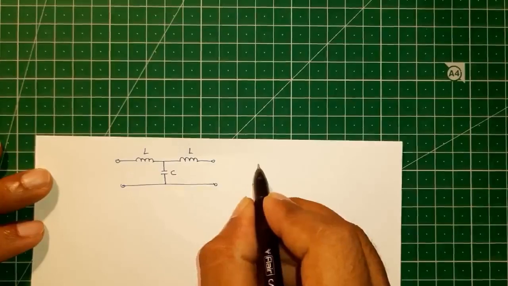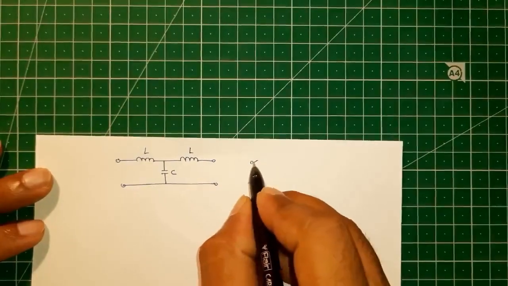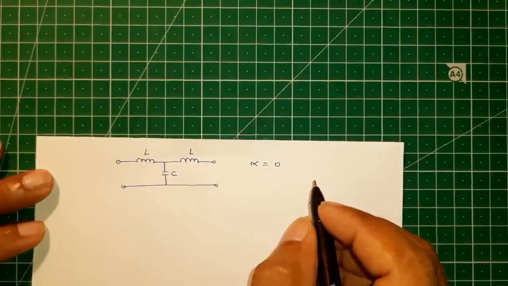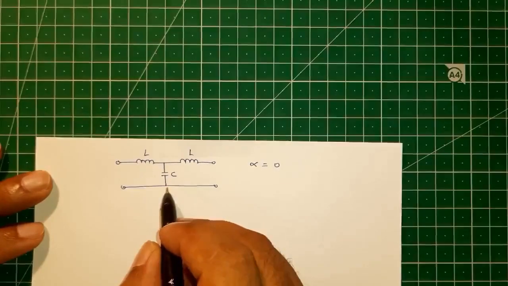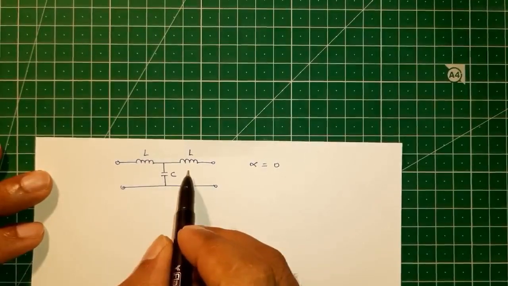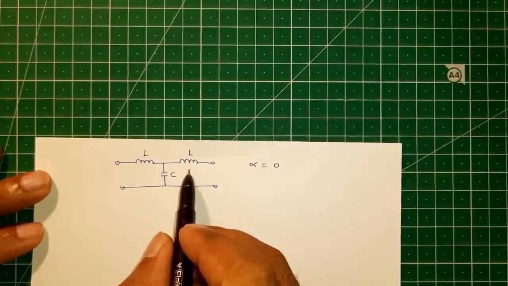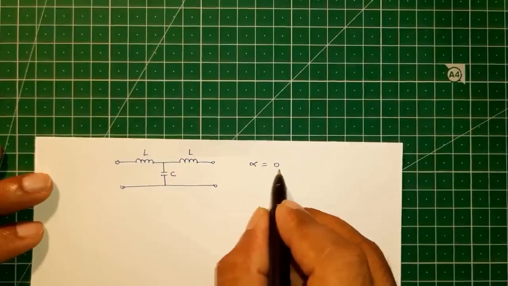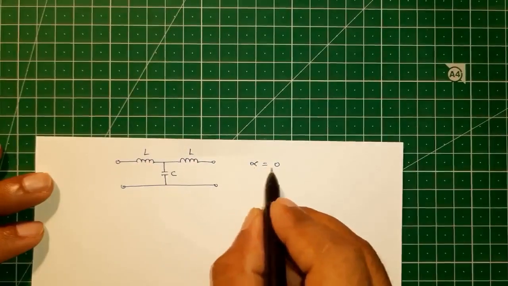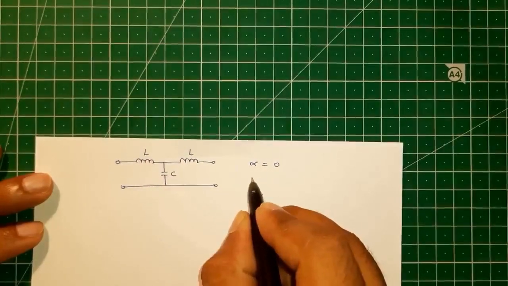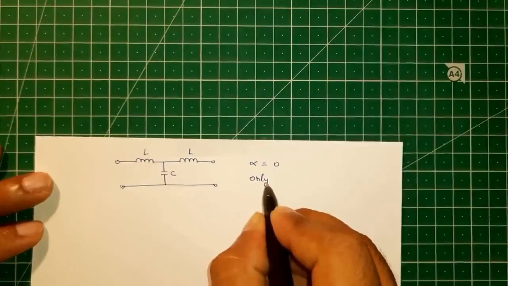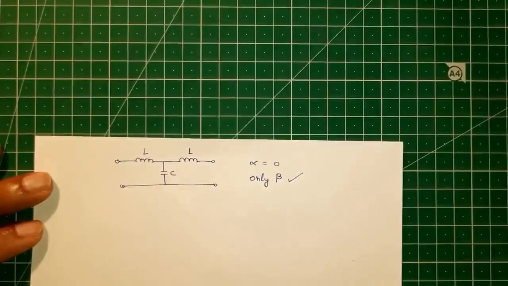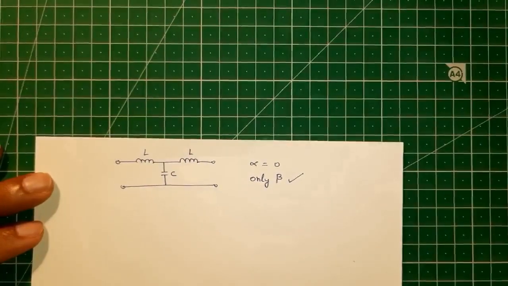So our conclusion was that attenuation constant alpha was equal to 0. The peculiarity of this network is that it consists of only purely reactive elements. There is no resistance in this network. So we have found that for such networks, the attenuation constant alpha will be equal to 0. The network will only offer a phase shift. So only the phase constant beta was present in such cases.